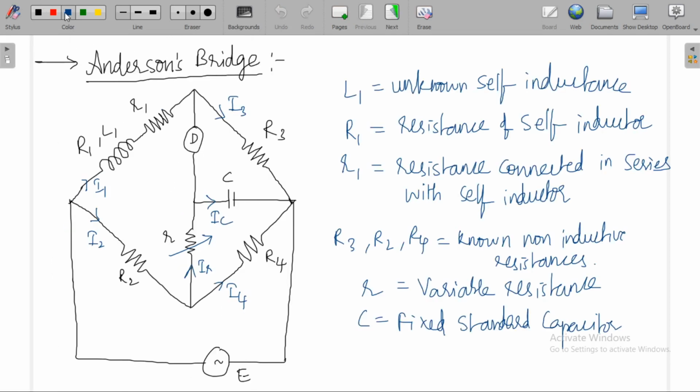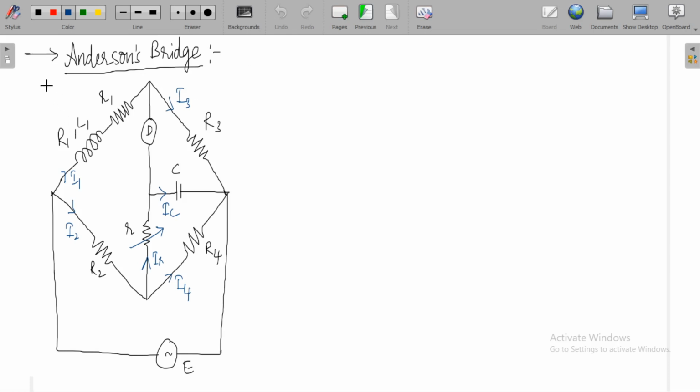Here, let E1 be the voltage across this arm, E3 the voltage across this branch, E2 the voltage across this branch, and E4 the voltage across this. Similarly here also, E1 is the voltage across this branch, E3 across this branch, E2 across this branch, and E4 across this branch.